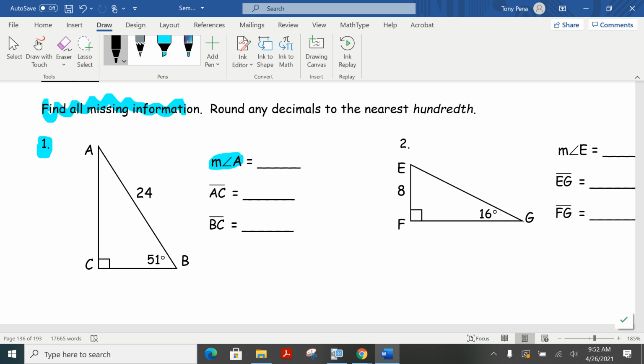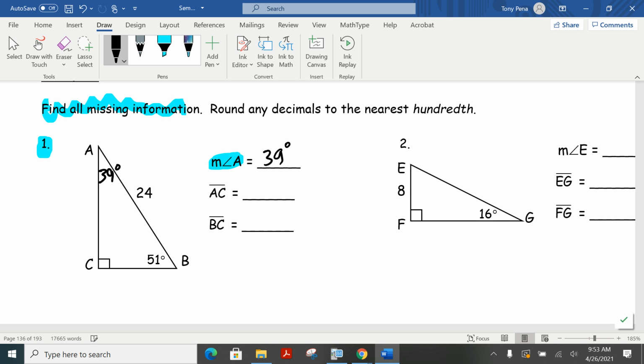What was that? Who is that? Cam? What do you got, Cam? 39. Good. And how'd you do that? I had 51 and then 90 degrees. Check that for 180. Good. We could do the fancy trick stuff. We could do some sines, cosines, and tangents. Totally going to work. But if we can just do 180 minus this 90 minus this 51, we know that's a 39-degree angle.